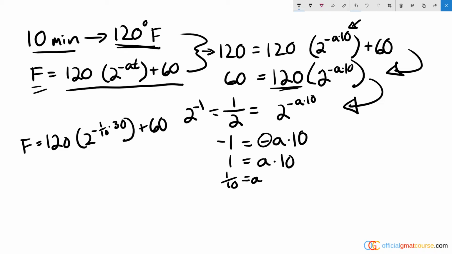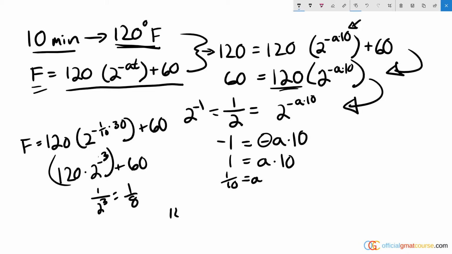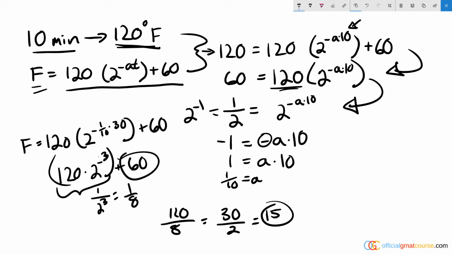Well, 2 to the negative 1/10 times 30 is the same as 2 to the negative 3. And so we have 120 times 2 to the negative 3 plus 60. 2 to the negative 3 is the same as 1 over 2 cubed, which is 1/8. So we're taking 1/8 of 120 and then adding 60 to it. Well, 1/8 of 120, 120 divided by 8, divide top and bottom by 4, and I get 30 over 2, and 30 over 2 is 15. So 120 divided by 8 is equal to 15. 15 plus 60 is equal to 75, and that is our answer.